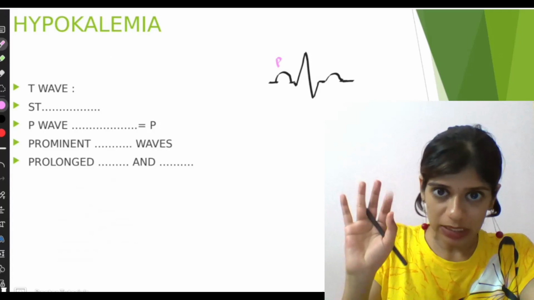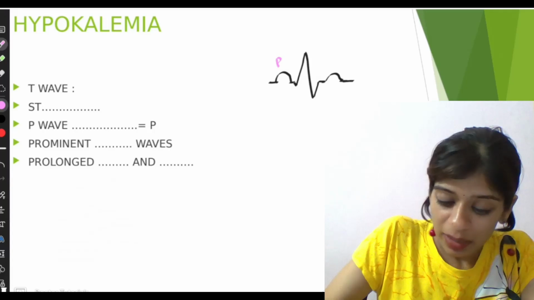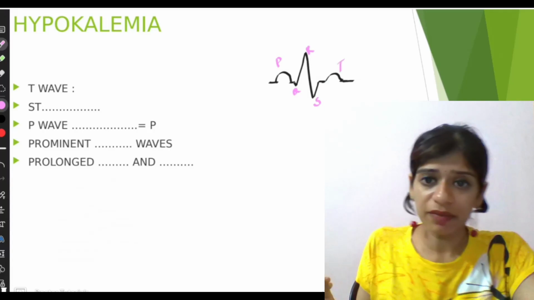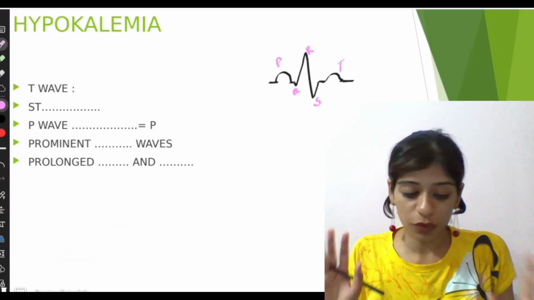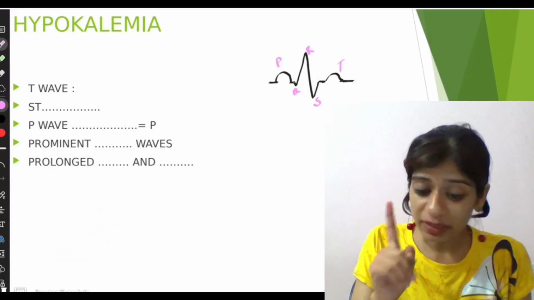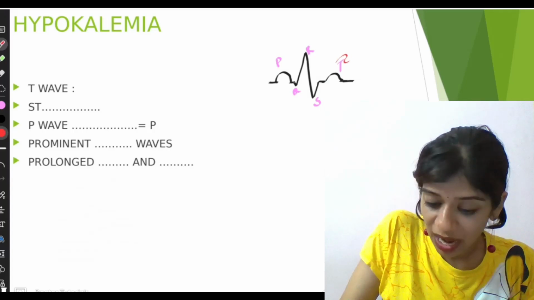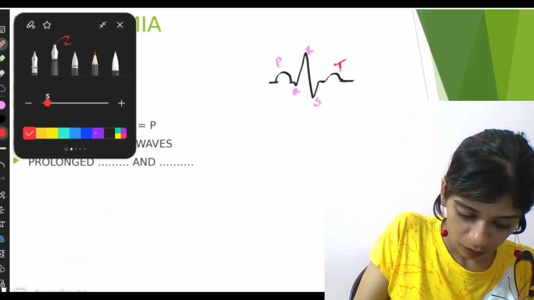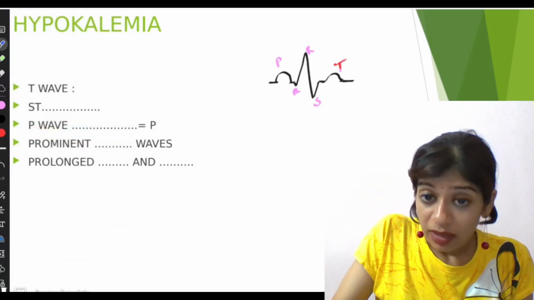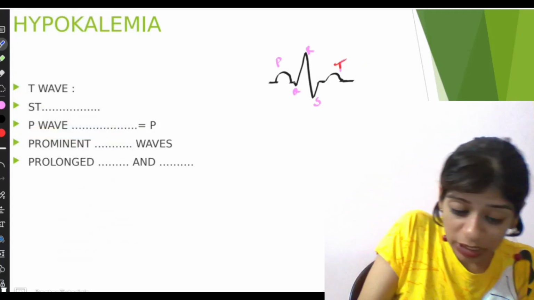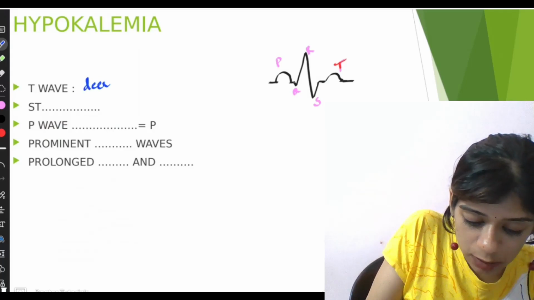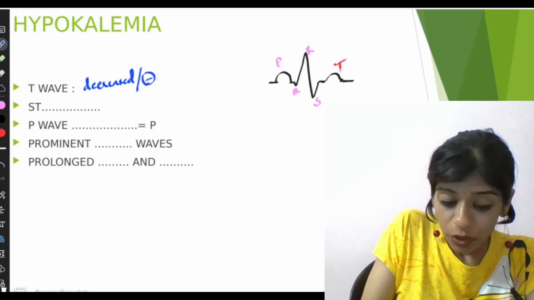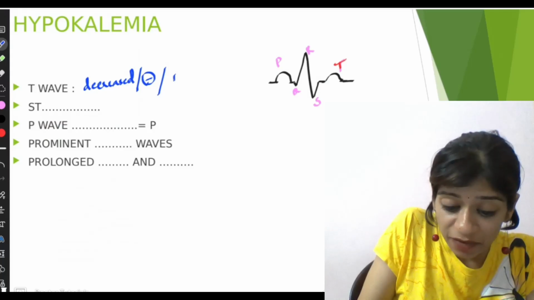First you draw the normal ECG. This is the P wave, then the QRS complex, and then the T wave. This much is clear? All of you know that. Now what happens to the T wave in hypokalemia? The T wave amplitude decreases. The T wave can either be decreased, or absent, or inverted.